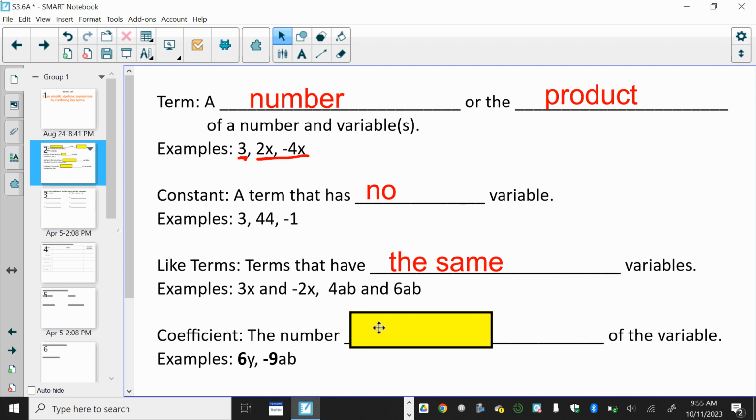And lastly, if we're looking at the products of a number and letter, we need to know what a coefficient is, and this is probably the hardest one to remember, but it's just the number that's in front of a variable. So when you think about coefficient, think about how the word co is in front of efficient. So you are efficient in finding the coefficient if you look in front of the letter, right? So here we have examples like 6y, where 6 is the coefficient, -9ab, where -9 is the coefficient.